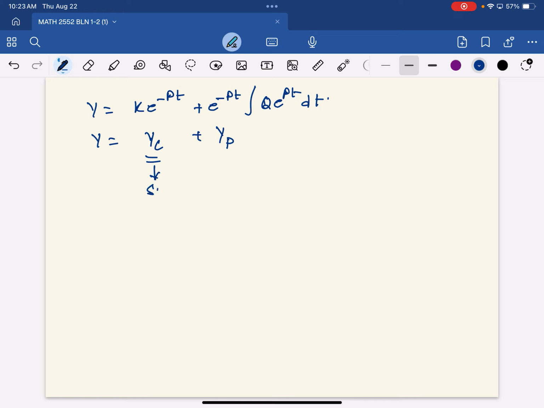Then they wrote y is going to be k times e to the negative pt plus e to the negative pt times integral q times e to the pt dt. So they are telling you y is going to be yc plus yp. So that means this is a solution of y prime plus py equals 0, and this is a solution of y prime plus py equals q. Now, of course, if you substitute back, it will satisfy.